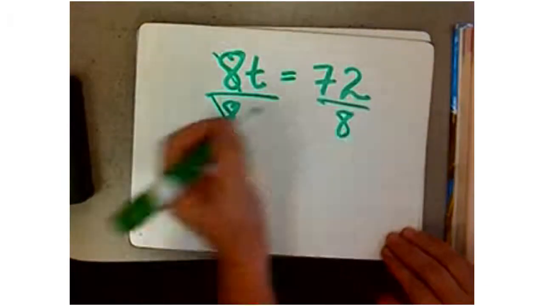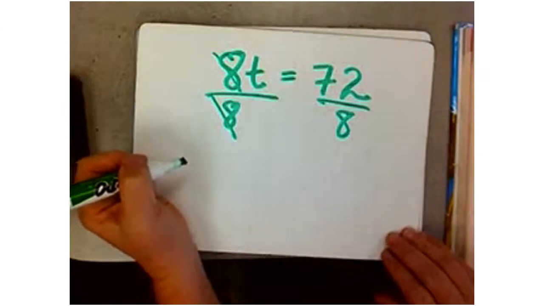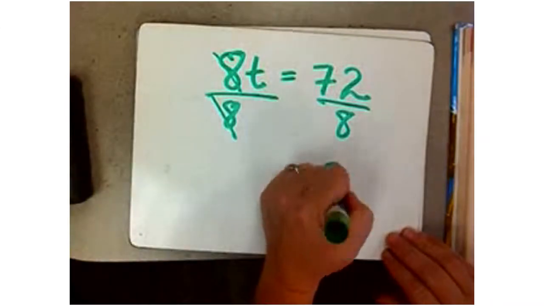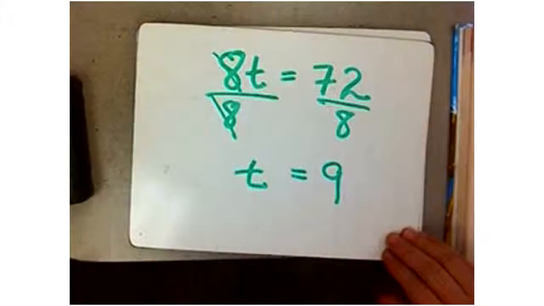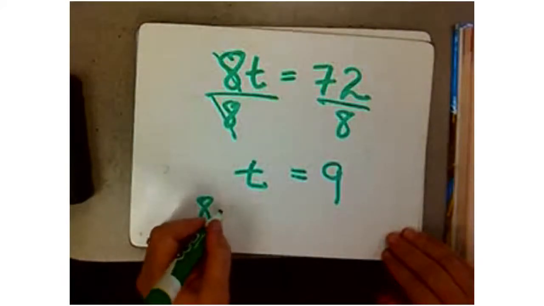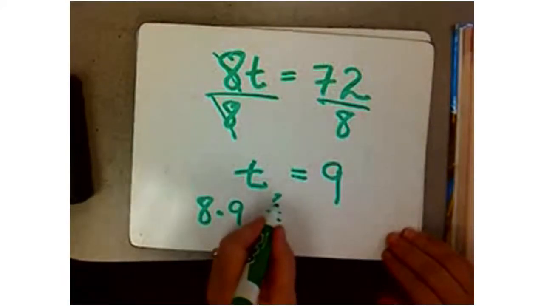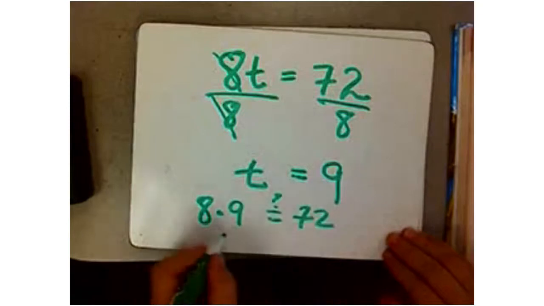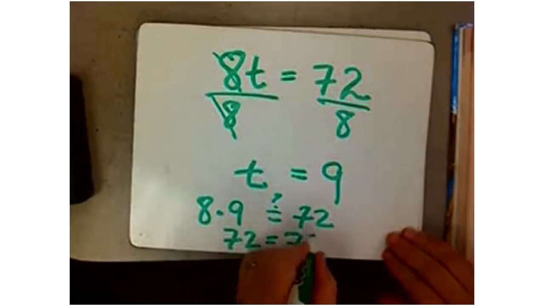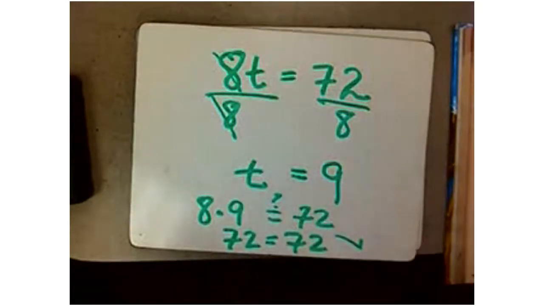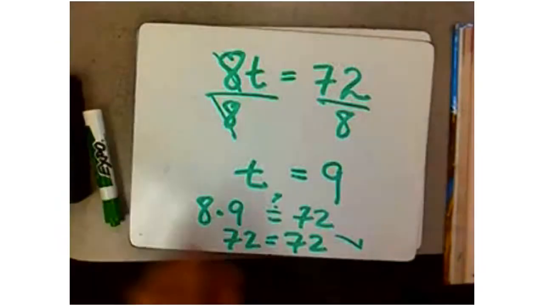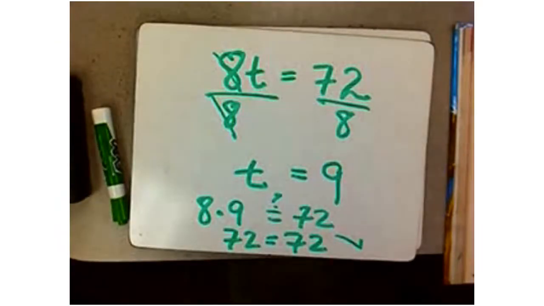We divide by 8 on the other side of the equation, the right side of the equation. 72 divided by 8 is 9, so t equals 9. If we check it, does 8 times 9 equal 72? Sure enough, 8 times 9 is 72. 72 equals 72, and they check. So there are the different styles of problems that you'll see in that homework on page 88.